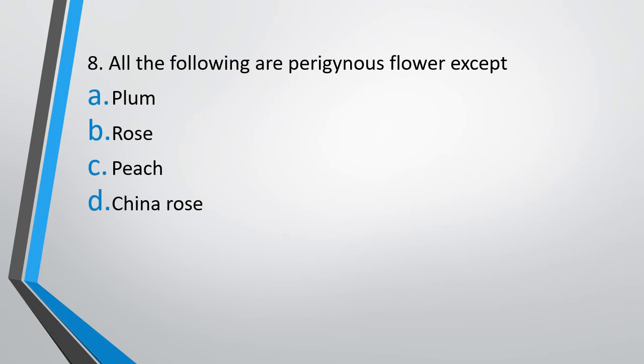Question 8. All of the following are perigynous flowers except option A, palm, option B, rose, option C, peach, option D, China rose. The correct answer is option D, China rose. China rose doesn't have a perigynous flower.